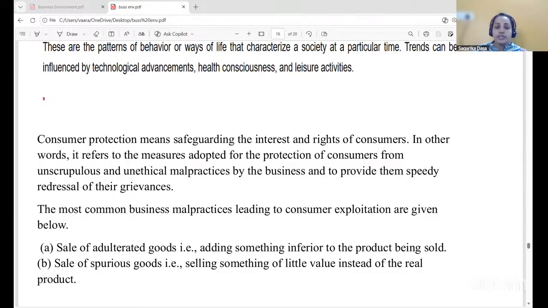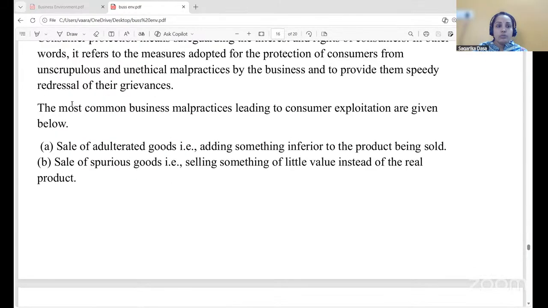It refers to the measures adopted for the protection of consumers from unscrupulous or unethical malpractices by the business, to provide them speedy redressal of their grievances. If a consumer gets any kind of problem, then they can go to the Consumer Protection Council to raise a complaint, and they can easily get a solution from these particular councils. The most common business malpractices leading to consumer exploitation are given below.